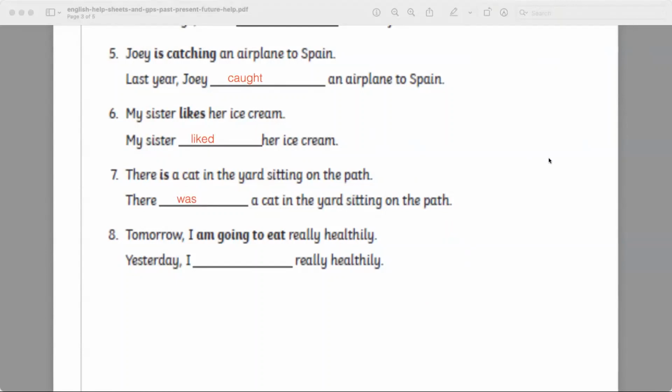And the last one. Yesterday, I went to eat really healthy. So tomorrow I'm going to eat really healthy. Yesterday, something really healthy. So what will be the past tense? Oh, is he gone? Okay. Cheryl.